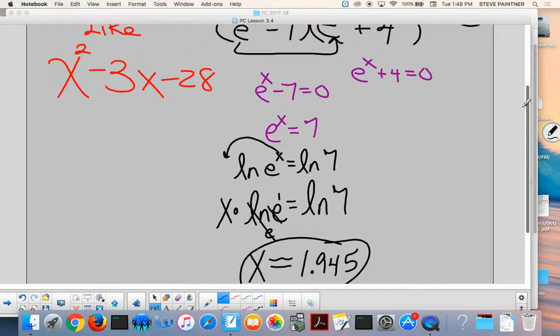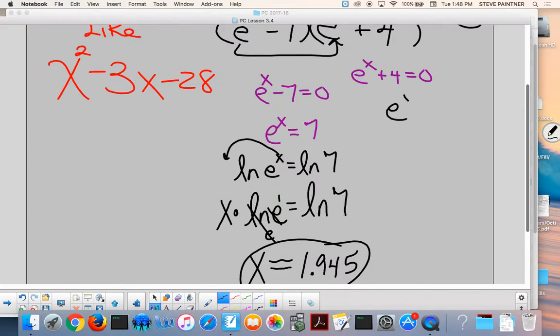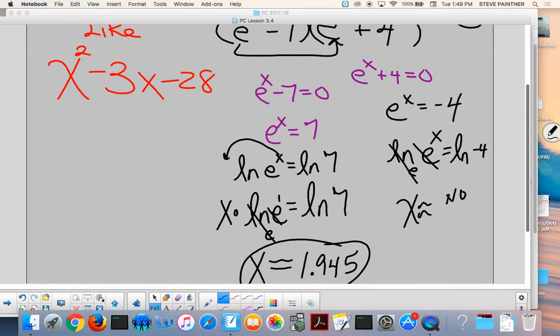The other one, ready? When is this going to be 0? Well, when e to the x is negative 4. You take the natural log of e to the x equals the natural log of negative 4. Again, this can happen right now. These are out. It's the natural log of negative 4. Why not? Can't take a log of a negative number. So basically there's no solution because you can't take the log of a negative number.